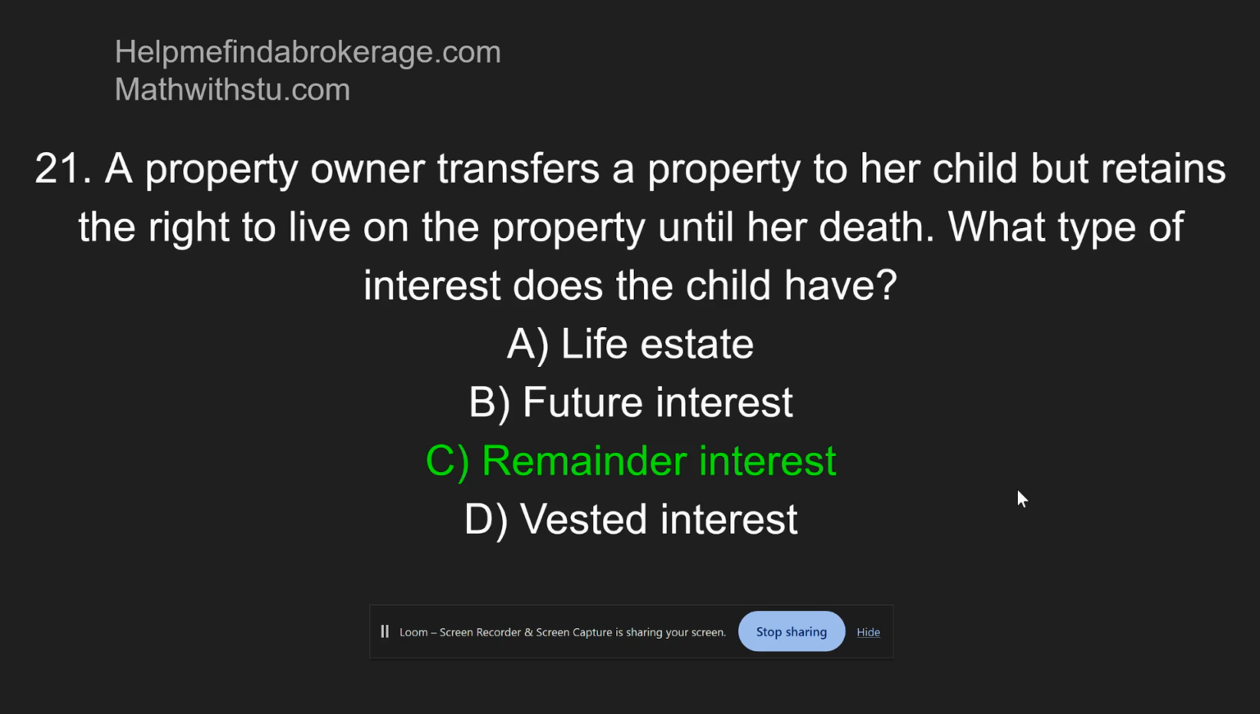Remainder interests are held by third parties, so that when a life estate ends, the remainder person, the remainderman, would be getting the interest. So what does the child have? They have a remainder interest.